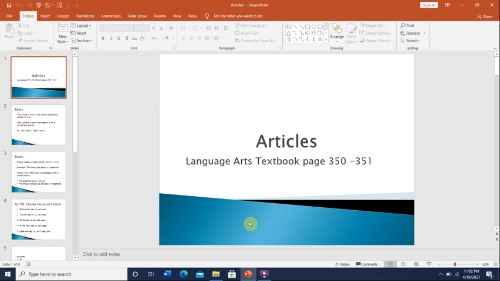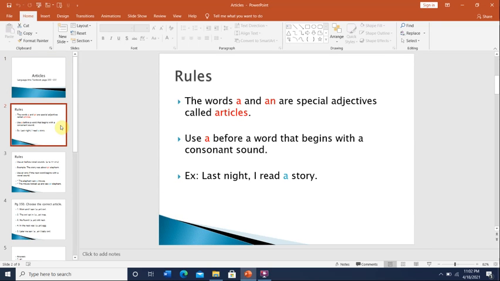Okay, so what are articles? Articles are special adjectives that we use before a noun. The words a and an are special adjectives called articles. We usually use these articles to show that there is only one of this noun. So again, articles are special adjectives that we use before a noun. When do we use them? When we talk about a certain thing.